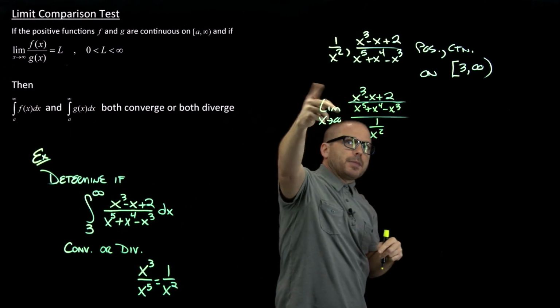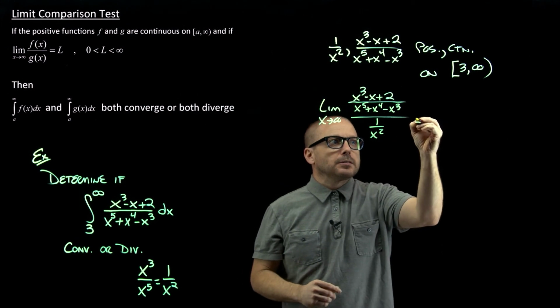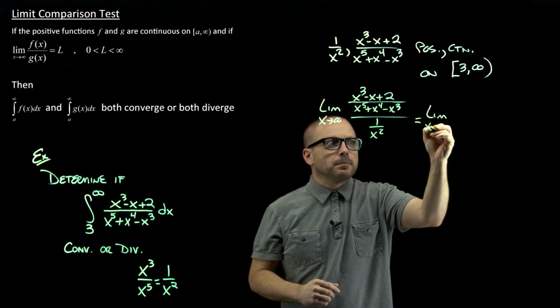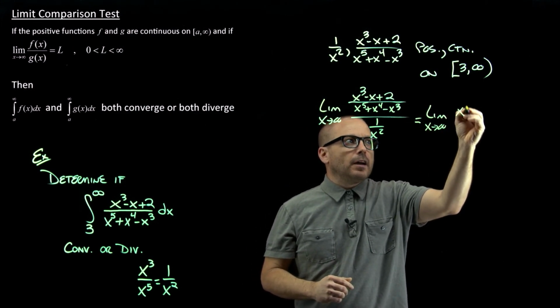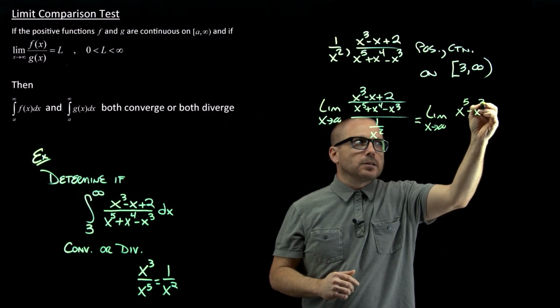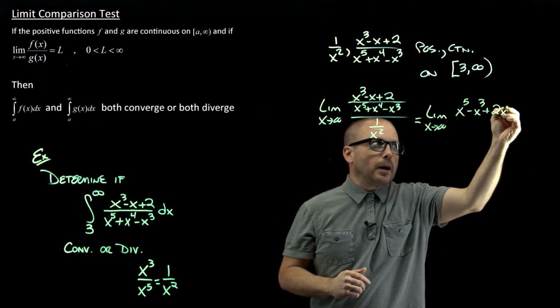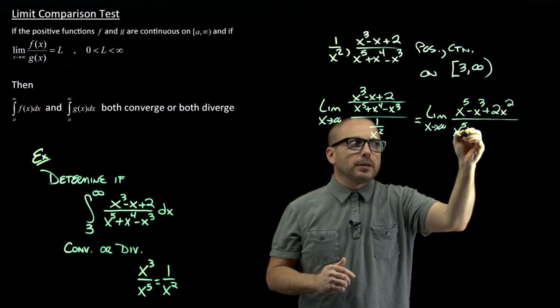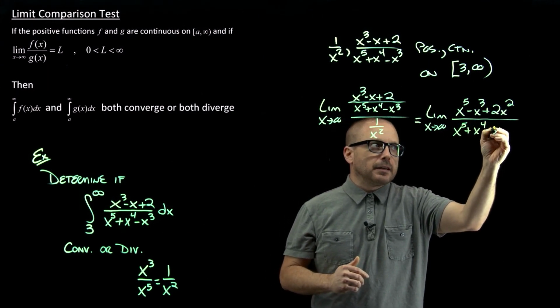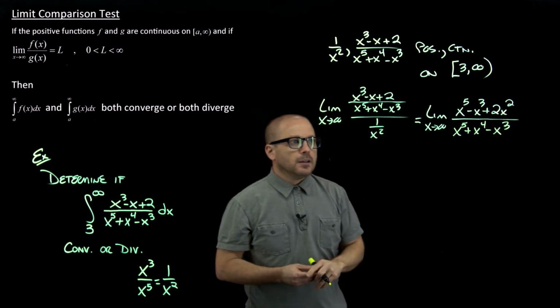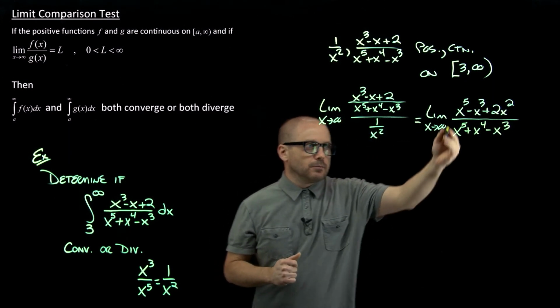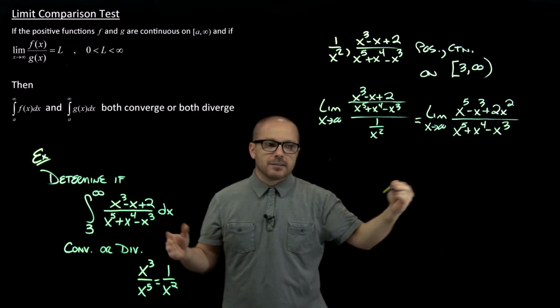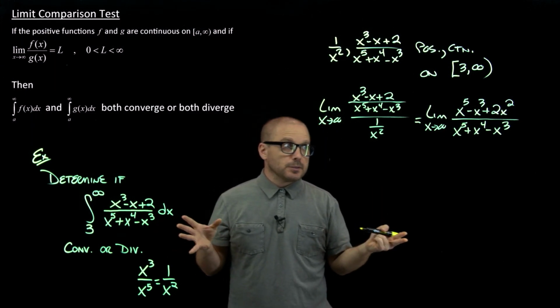So if we flip that and multiply through by x squared, we have x to the fifth minus x cubed plus 2x squared over x to the fifth plus x to the fourth minus x cubed. Notice we end up with a rational expression of like degrees, which we would expect because we wanted to compare with something with the same growth rate.